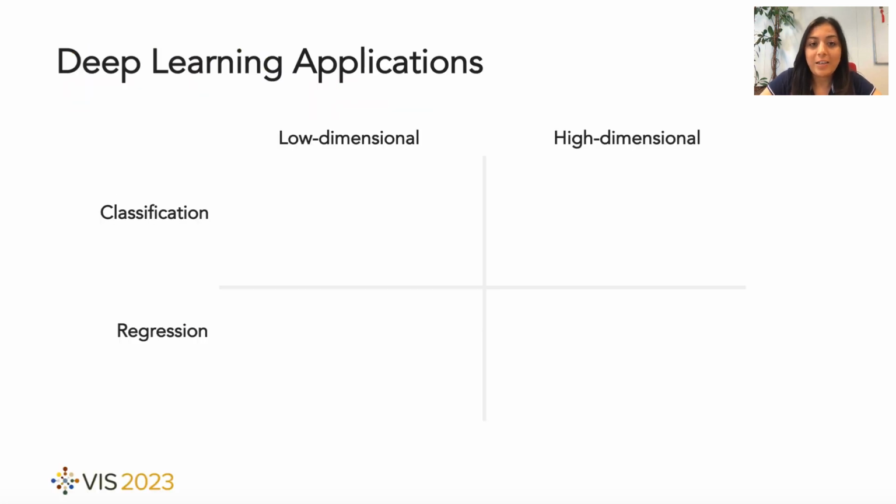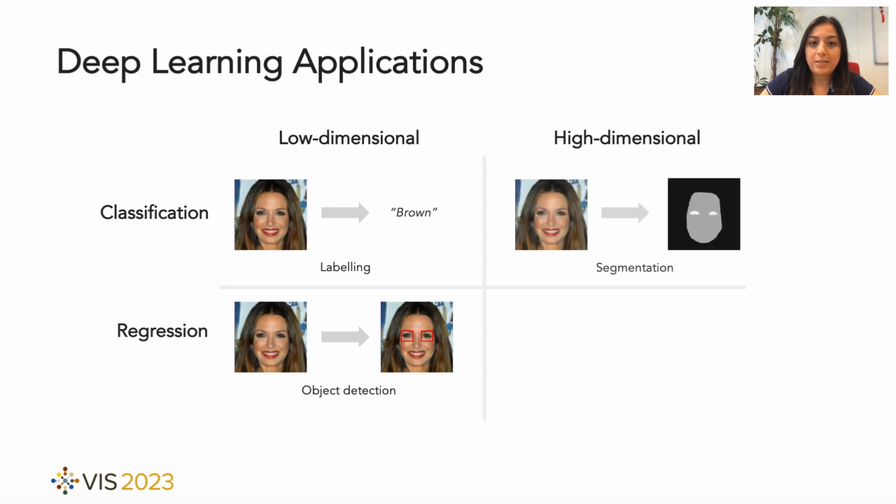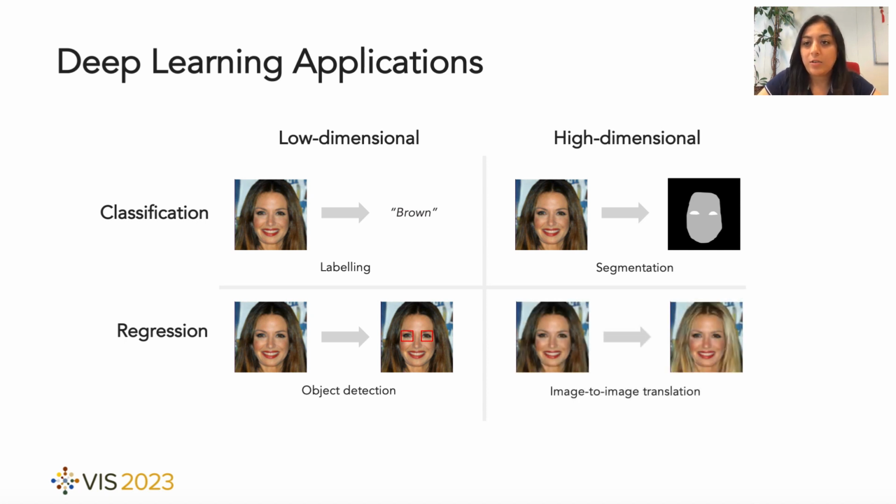Deep learning has gained significant attention for its exceptional performance in various applications. These include low-dimensional tasks such as labeling or object detection. Yet, not all tasks have low-dimensional outputs. For instance, in segmentation tasks like facial feature delineation, complexity arises as the output size matches the input size. Deep learning also extends to these high-dimensional regression tasks such as image-to-image translation, like altering the hair color. This highlights its versatility across diverse applications.